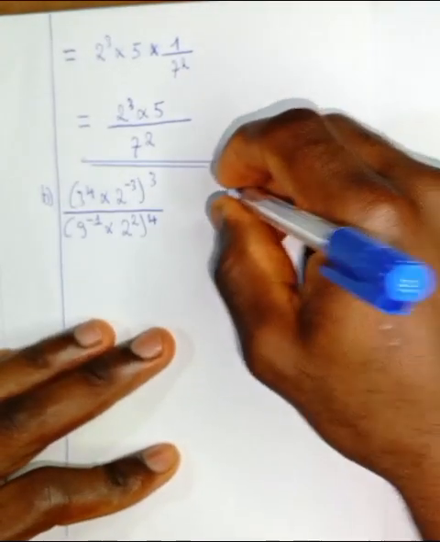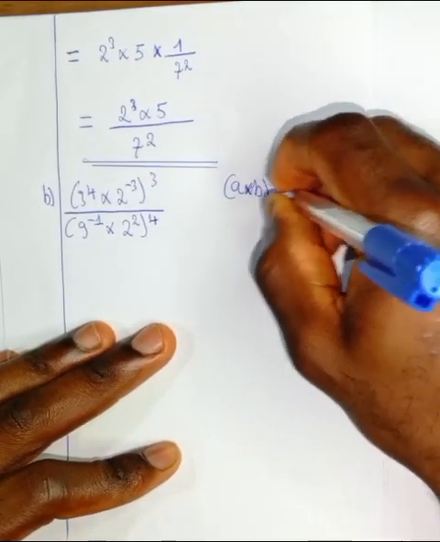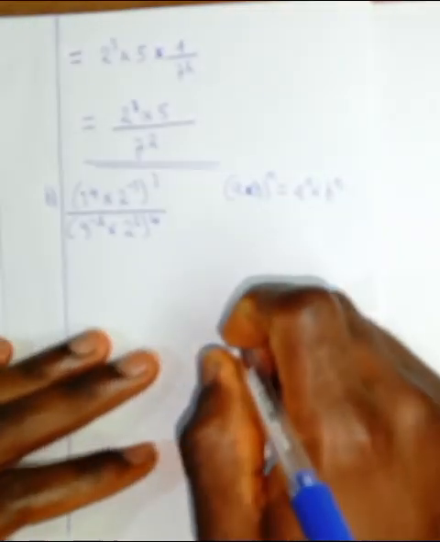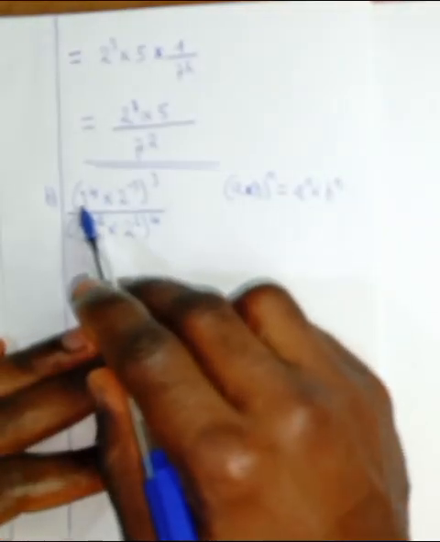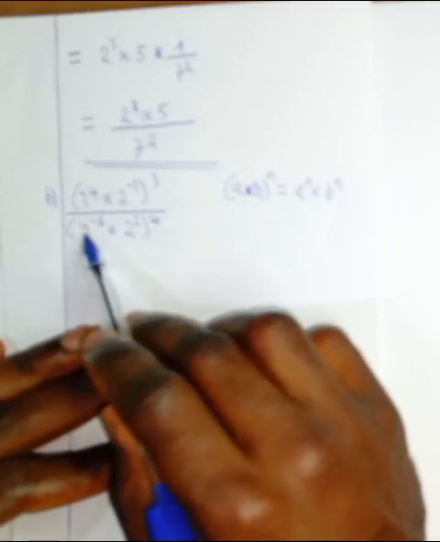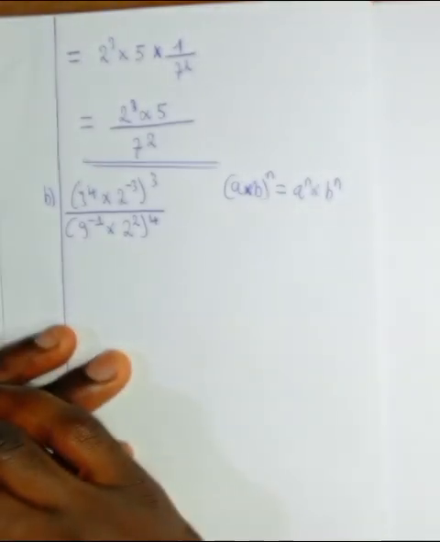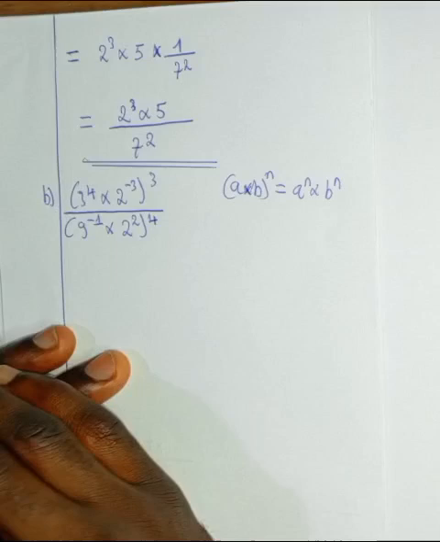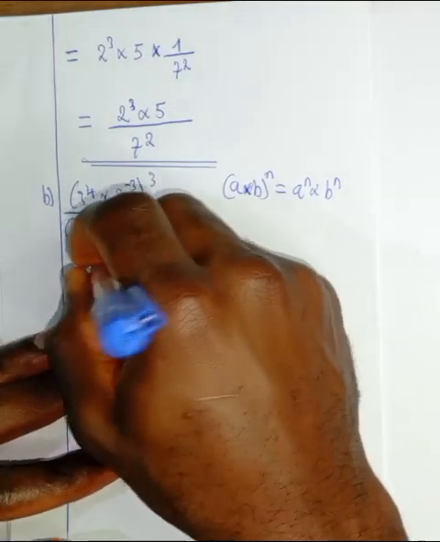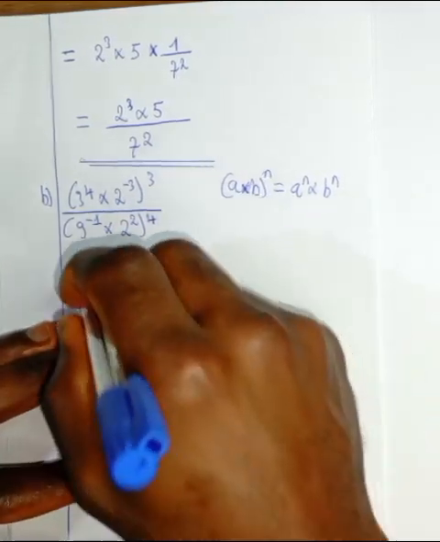We know from the laws of indices that if we have A times B, all this raised to the power n, it is simply equal to A raised to the power n times B raised to the power n. If we look at the numbers in index form and check their bases, 3 is a prime number, 2 is a prime number, 9 here is not a prime number, 2 is a prime number. We need to express 9 in index form with a prime number at the base. We know 3 is a prime factor of 9. 9 is equal to 3 times 3, which is simply equal to 3 squared.